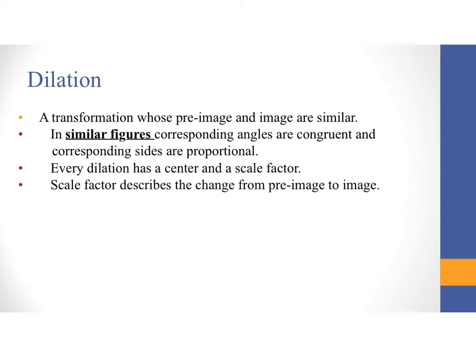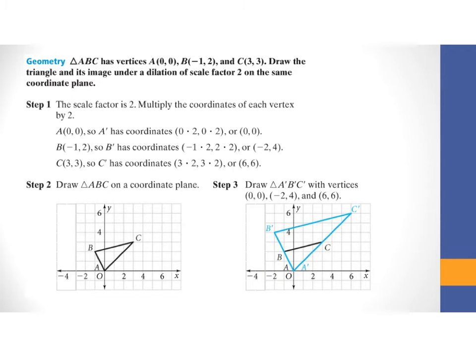And then the scale factor is going to tell us the difference, essentially, or the changes that are being made from the pre-image to the image. So to look at an example step by step, we're going to take this triangle ABC with the given vertices, and we're going to draw it and its image under what we call a dilation with a scale factor of 2. We're going to do this on the same coordinate plane.